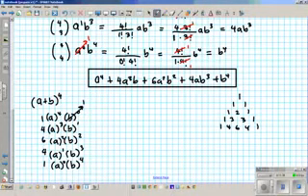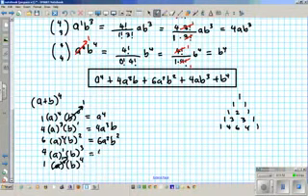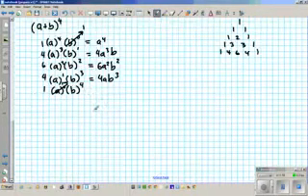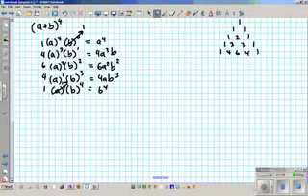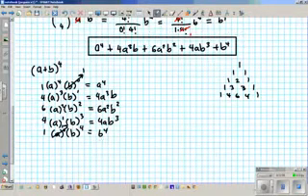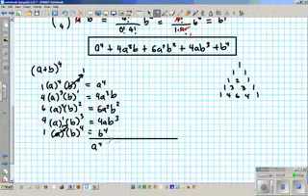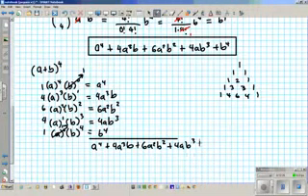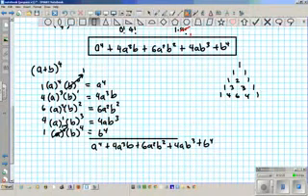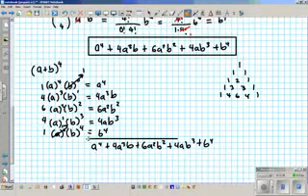Okay? This one goes away to 1, I know that, and this one goes to 1 also. So this one is just simply a to the 4th, 4a to the 3rd b, 6a squared b squared, 4ab to the 3rd, and b to the 4th. Okay? So what's our answer? Our answer is going to become the sum of all these terms that we just generated from Pascal's triangle: a to the 4th plus 4a to the 3rd b plus 6a squared b squared plus 4ab to the 3rd plus b to the 4th. Okay? Alright, so looking at the two methods, think about it. Which one do you prefer for this problem?